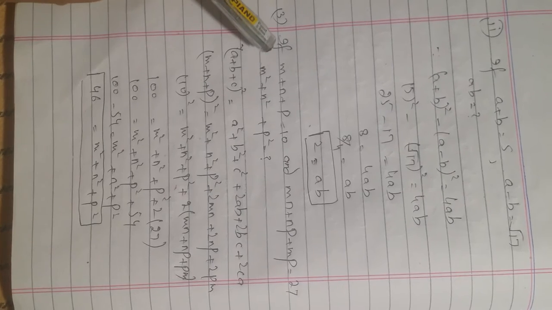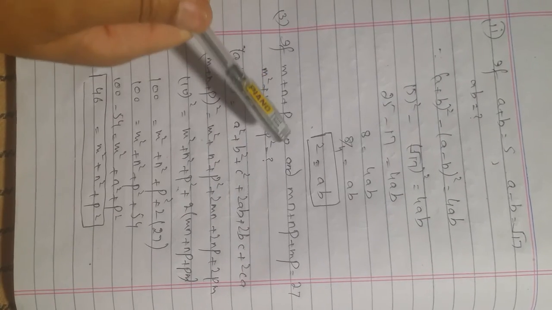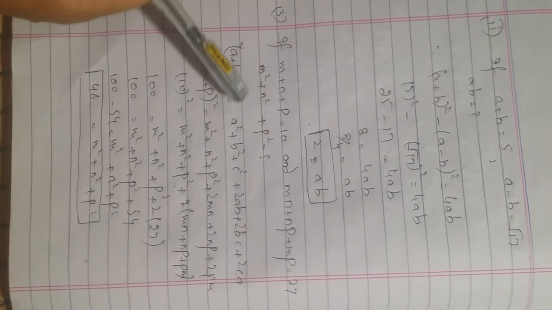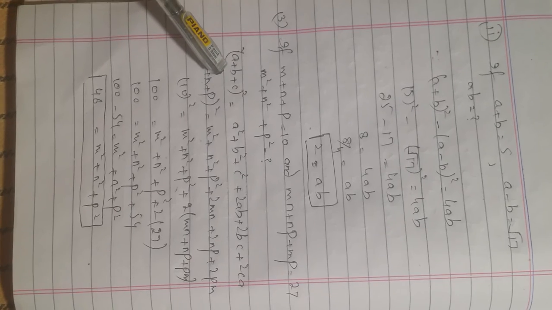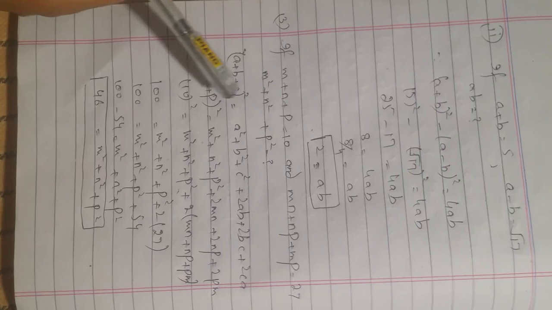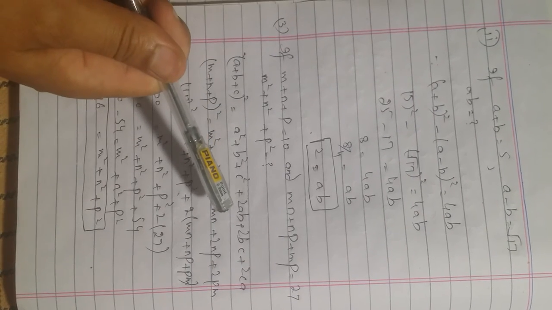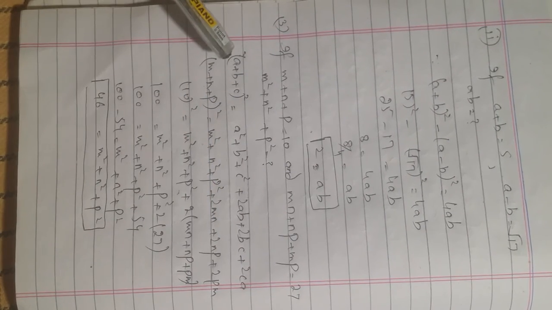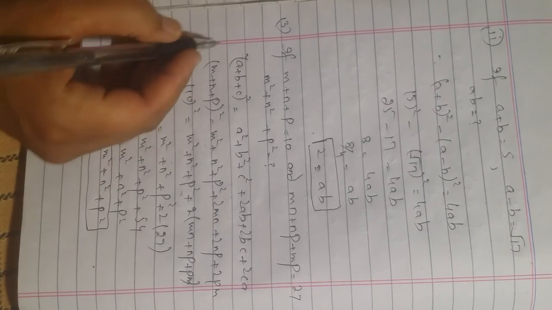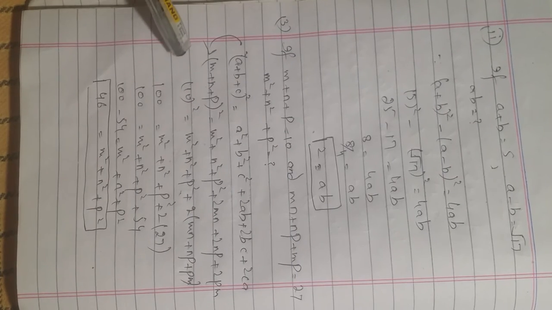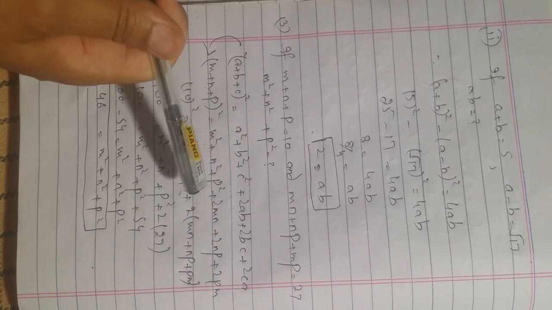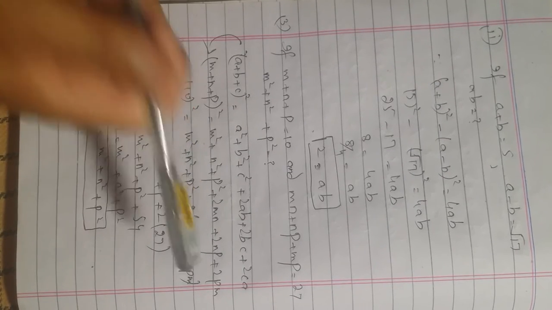Listen, if m plus n plus p is equal to 10 and mn plus np plus mp is equal to 27, we have to find m square plus n square plus p square. Here we use the second last formula: (a + b + c) whole square is equal to a square plus b square plus c square plus 2ab plus 2bc plus 2ca. But we have to write it in this format, with m plus n plus p: (m + n + p) whole square is equal to m square plus n square plus p square plus 2mn plus 2np plus 2pn.